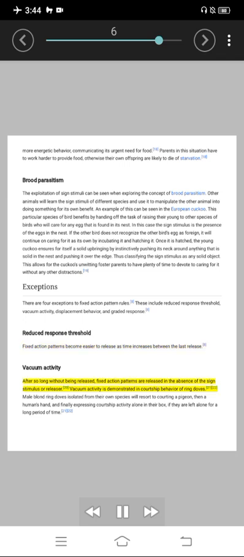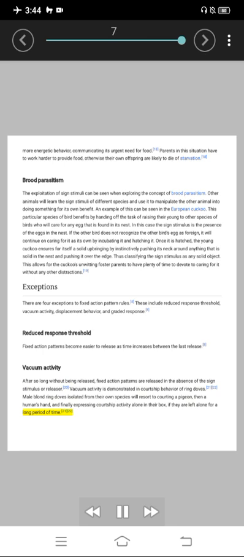stimulus or releaser. Vacuum activity is demonstrated in courtship behavior of ring doves. Male blonde ring doves isolated from their own species will resort to courting a pigeon, then a human's hand, and finally expressing courtship activity alone in their box, if they are left alone for a long period of time.